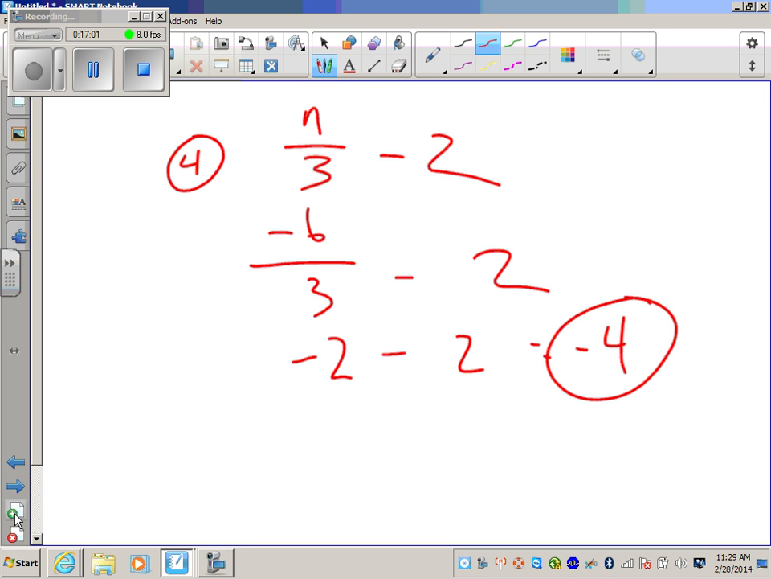What happens if you plug a 0 in there? 0 divided by 3 is what, Casimir? You tuned me out already. As soon as you saw that fraction, you were like, forget it. 0 divided by 3 is what? 0, then 0 minus 2. What kind of 2? Negative 2.